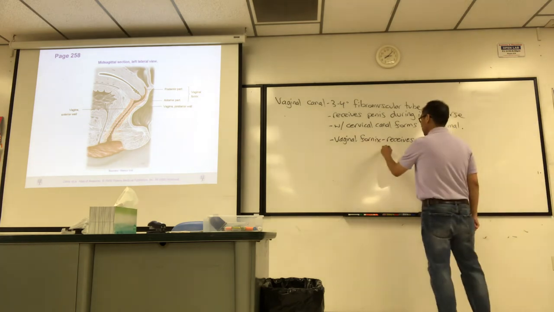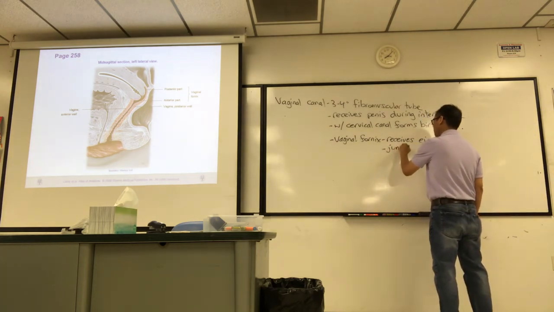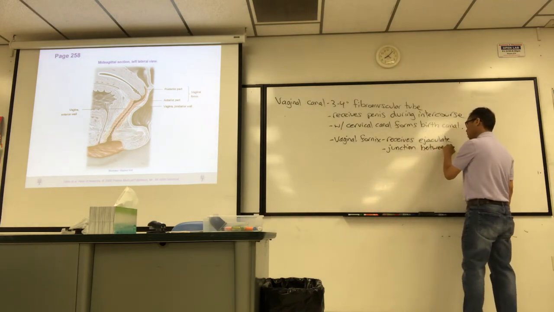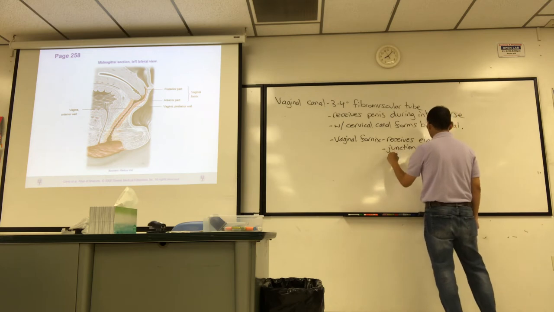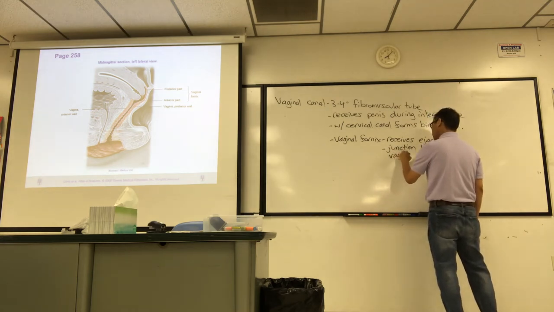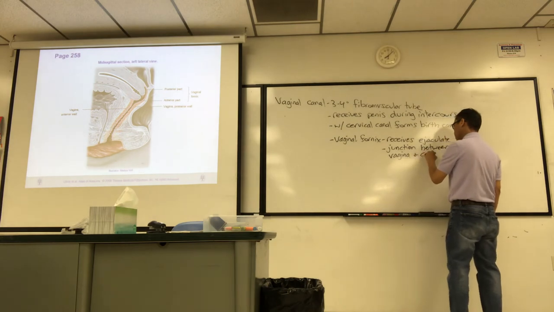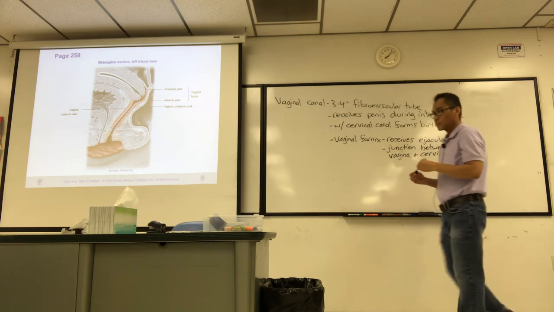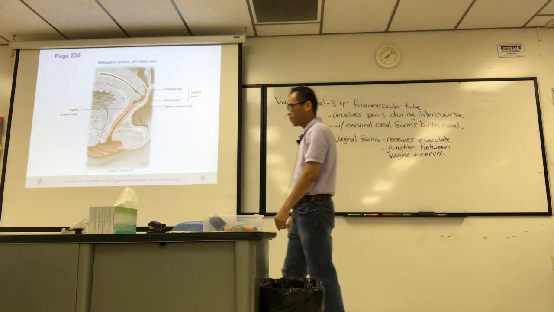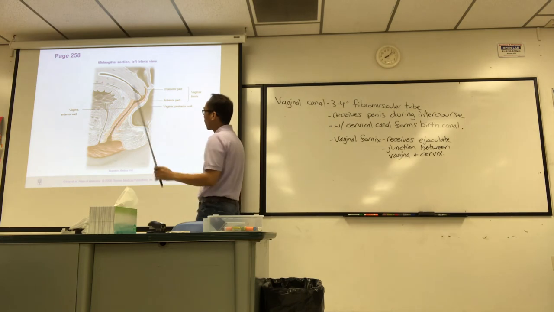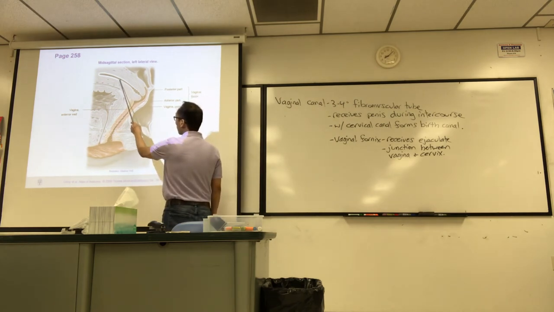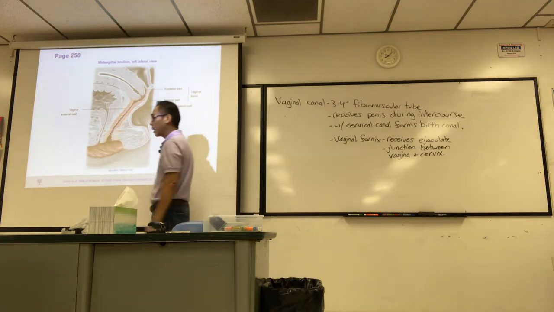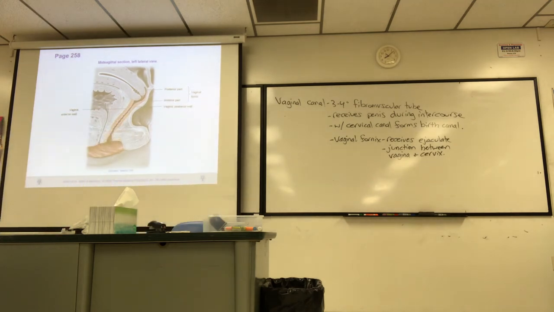Think of the fornix as the junction between the vagina and cervix. Sometimes books talk about coat hanger abortions, where they try to go in and scrape off, but they go through there and go up into the peritoneal cavity instead, through the vaginal fornix instead of the cervical canal.